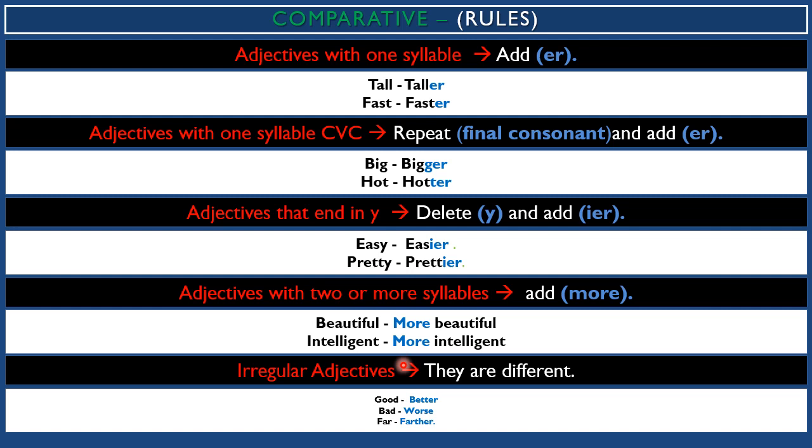And the last one, for irregular adjectives, they are different. We just have to memorize them. For example, good, better, bad, worse, far, farther. We don't say more good, more bad, and more far. No, that is incorrect. We say better for good, we say worse for bad, and we say farther for far.